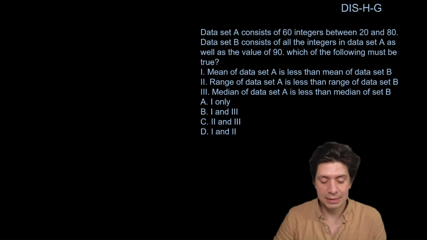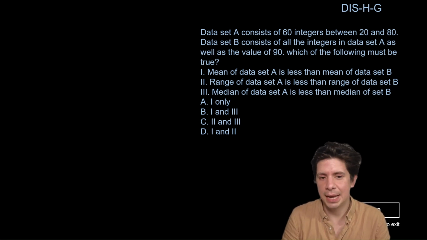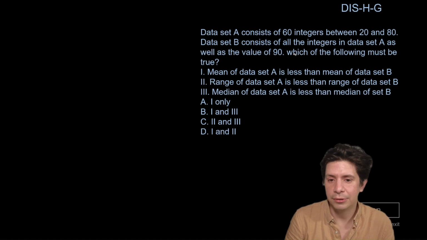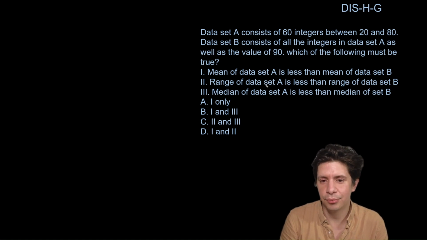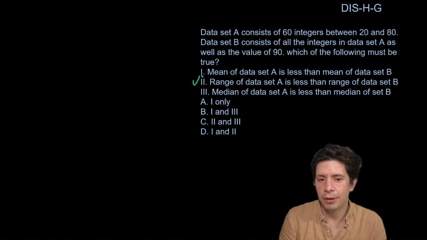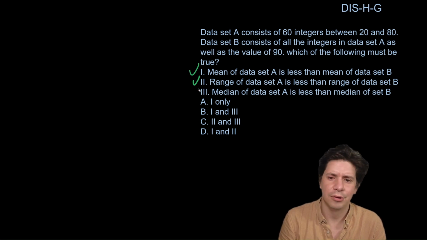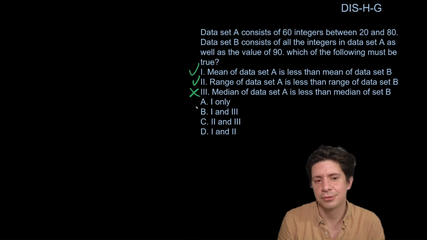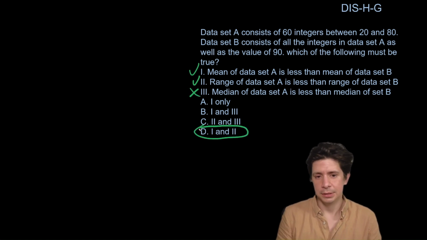So dataset B is identical to dataset A except it has a 90 added on, so that will increase the range. So the range of dataset A is less than the range of dataset B is true. The mean will also go up. This is like when we did earlier. And then the median will not be changing. Or if it is changing, it's not going to be dropping. Although it won't be changing. So why am I even saying that? So it's going to be 1 and 2D.